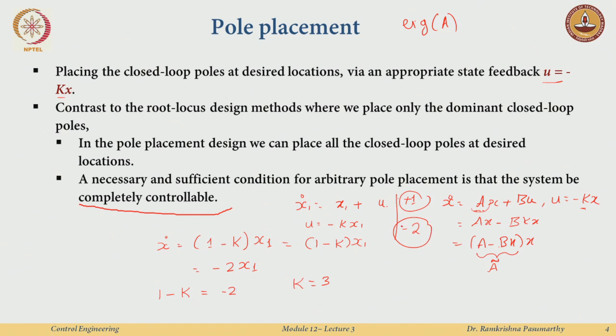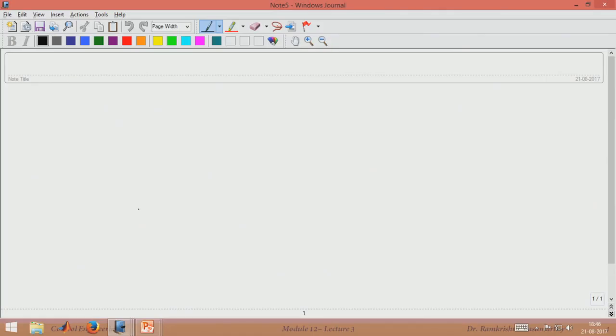Right. So, this is essentially the problem of pole placement. And what I said, a necessary and sufficient condition for arbitrary pole placement is that the entire system be controllable. So, let us do some more examples. Let us continue the same one, say x1 dot is x1 plus u, and say I put another state, x2 dot is minus x2.